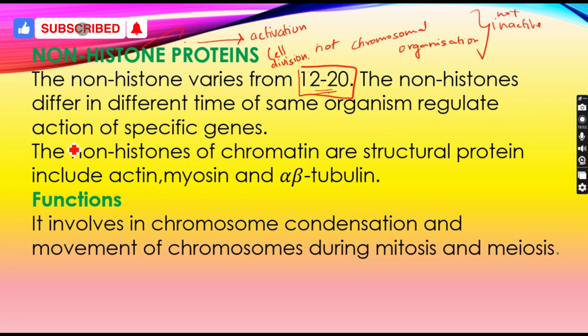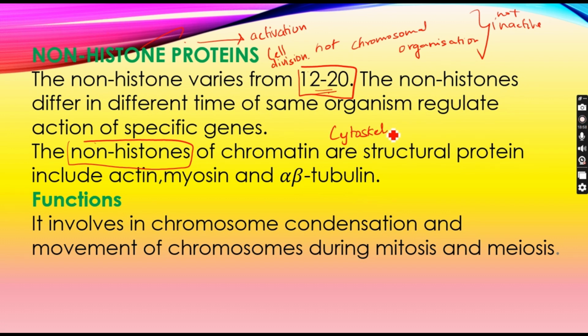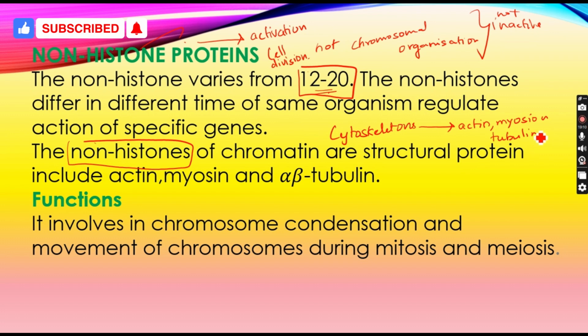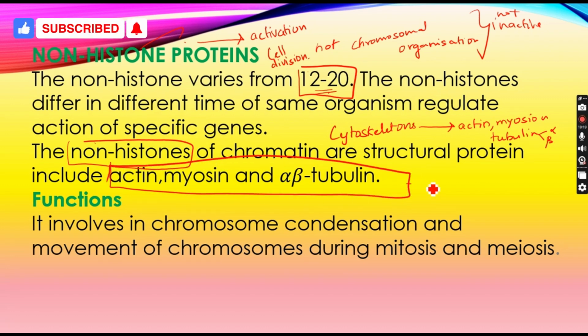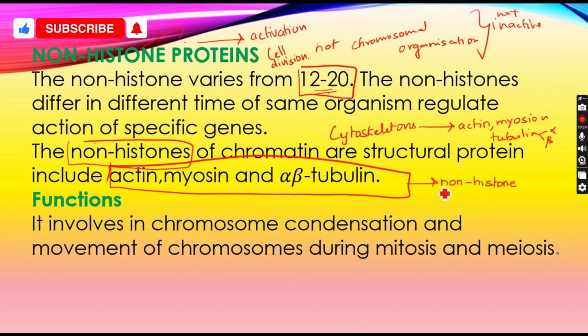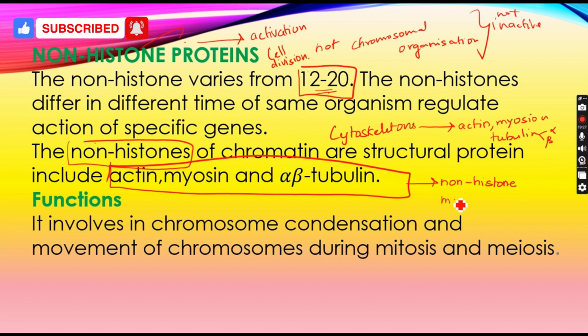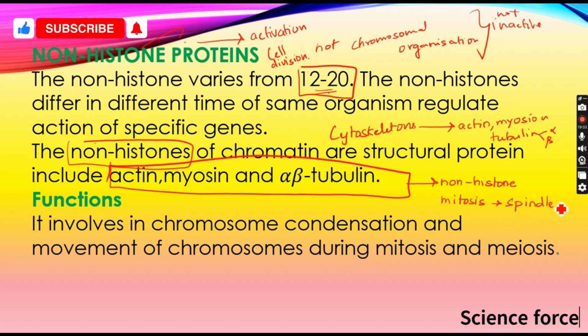Examples of non-histone proteins are the cytoskeletons. The cytoskeletons are found to be non-histone proteins. As we know, the cytoskeleton includes actin, myosin, and tubulin itself in alpha and beta forms. These four cytoskeletal elements are found to be non-histone proteins. Cytoskeletons are very important during mitosis, as they are going to form spindle fibers during mitosis.